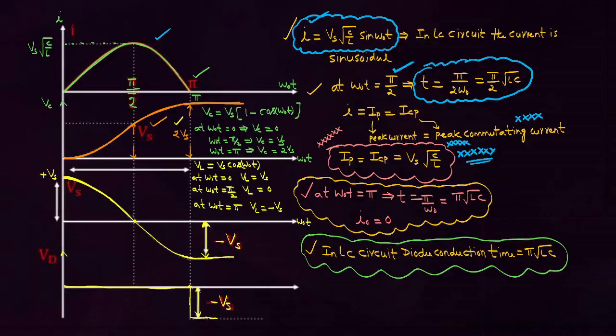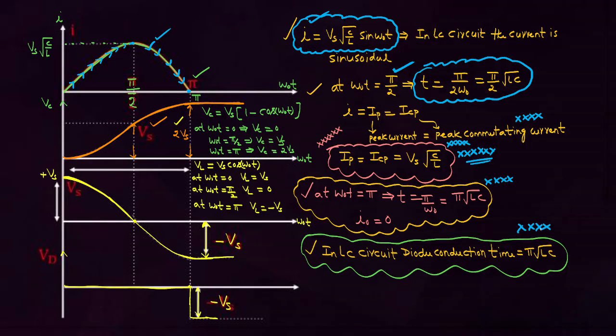Then this is the current waveform, students. The current is maximum at omega t equal to pi by 2, or t equal to pi by 2 root LC. The current is 0 at omega t equal to pi. Time is pi root LC. That means in the LC circuit, how much time does the device conduct? Pi root LC time it will conduct.